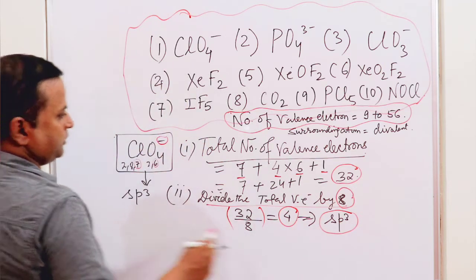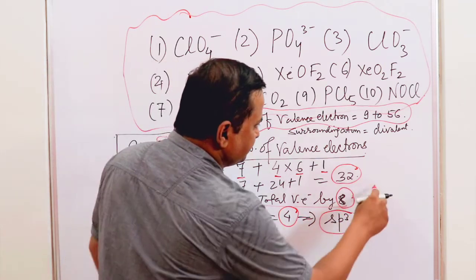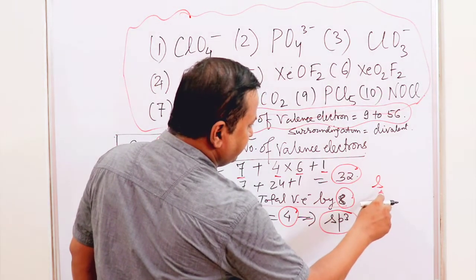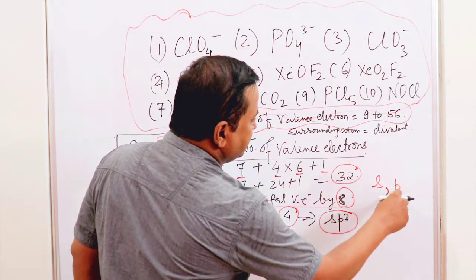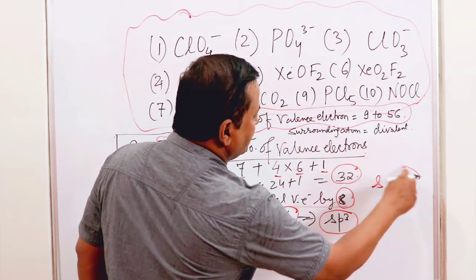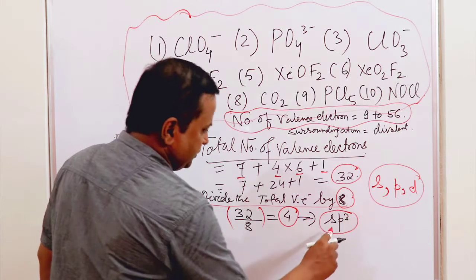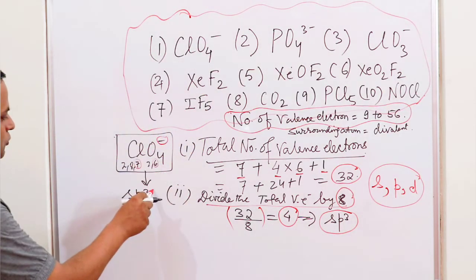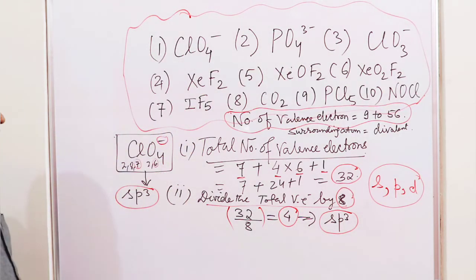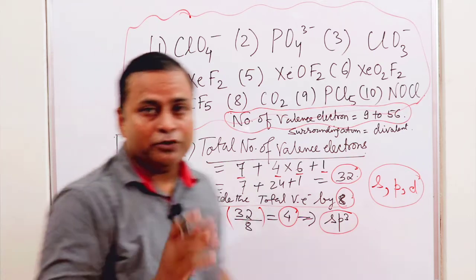Now here one more thing, the orbitals that we will be requiring are s, p and d. A combination of these three orbitals gives us the hybridization. So in case of ClO4 minus, the hybridization is sp3. So I hope you have understood.